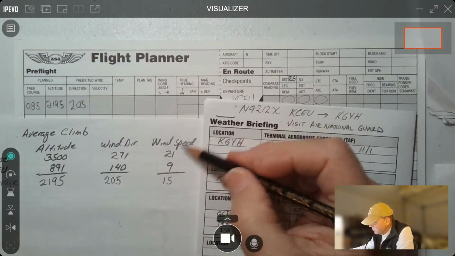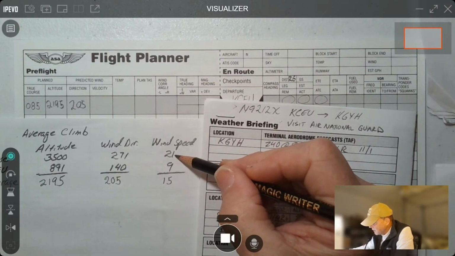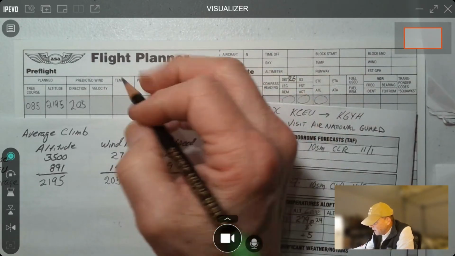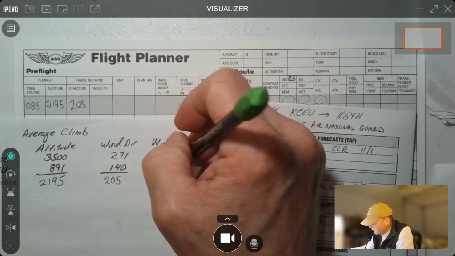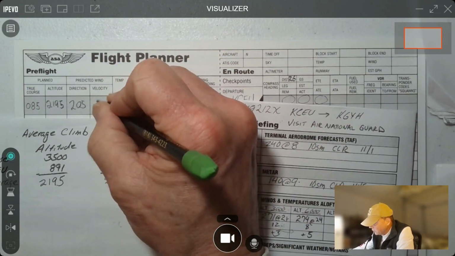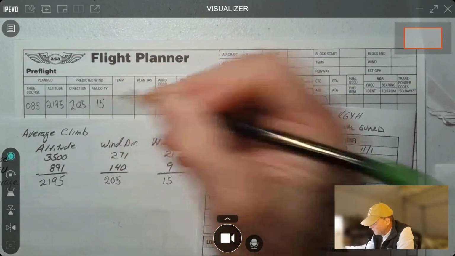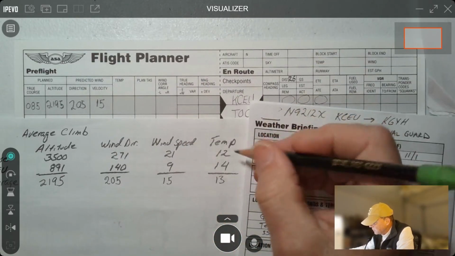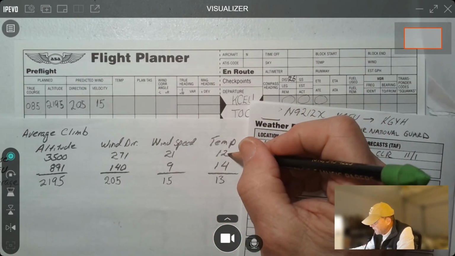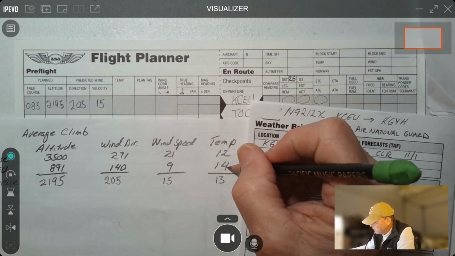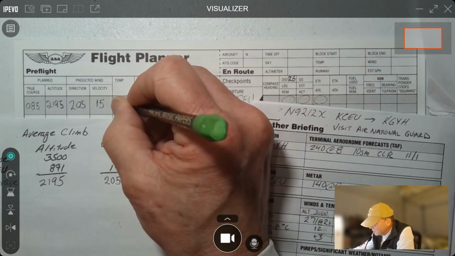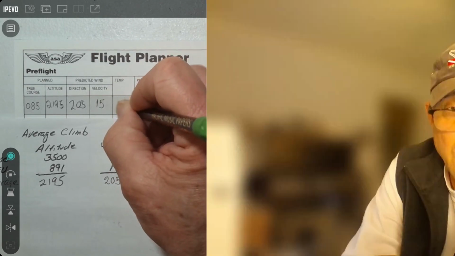Wind speed is 21 knots at cruise, 9 knots when we departed. That's a total of 30 divided by 2, so velocity is 15. And then our temperature was a little cooler at altitude, 14 degrees where we took off, 13 is the temperature.